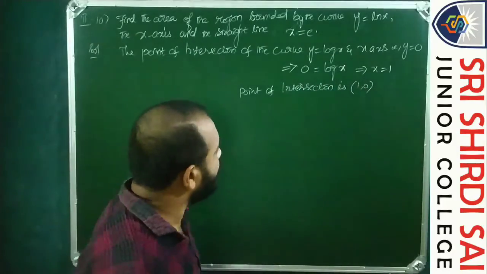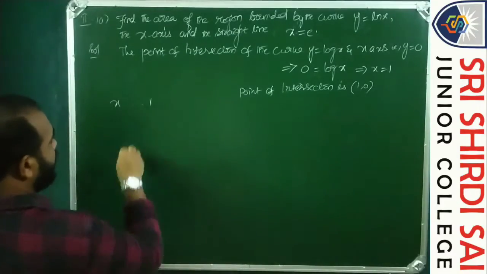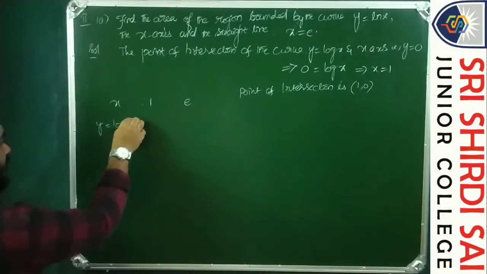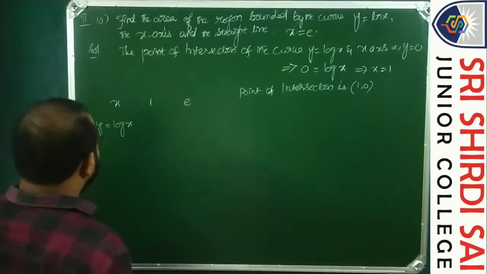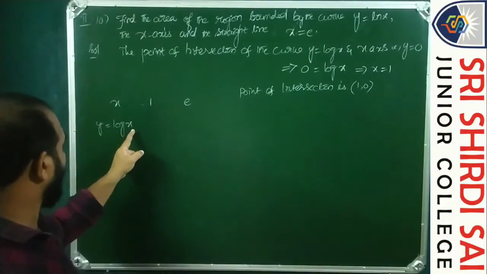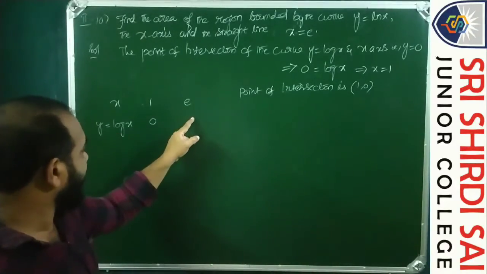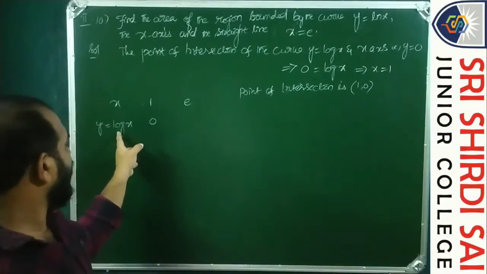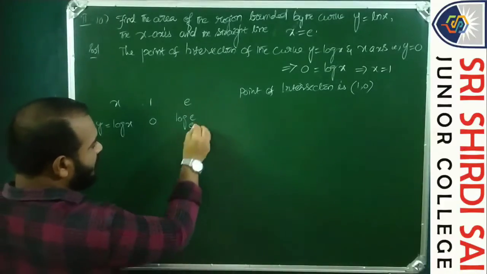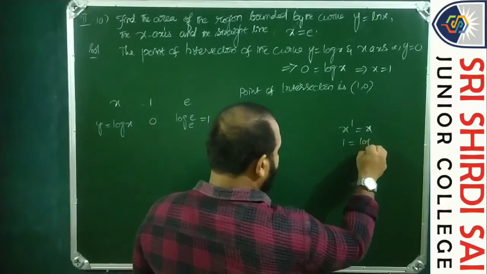Approximately it is 2.7. So let us take x equals 0, x equals 1 and e. So y equals log x is the function. Log 1 value is 0. Next, y equals log e. X is e. Log e to the base e is equals to how much? 1, because x power 1 equals x. 1 equals log x to the base x.